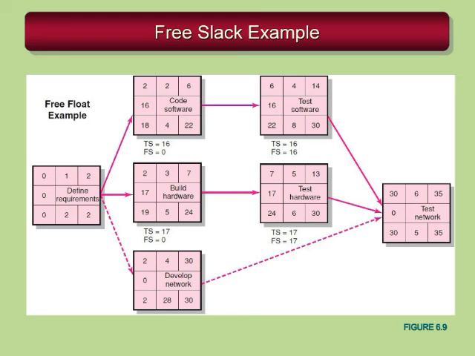And you can see where there's slack in certain activities. Build hardware, 17 days of slack. Code software has 16 days of slack. But notice it has no free slack. Again, free slack's a slightly different animal because, if you think about the definition of free slack, it's how long can this activity be delayed where it doesn't delay things downstream?